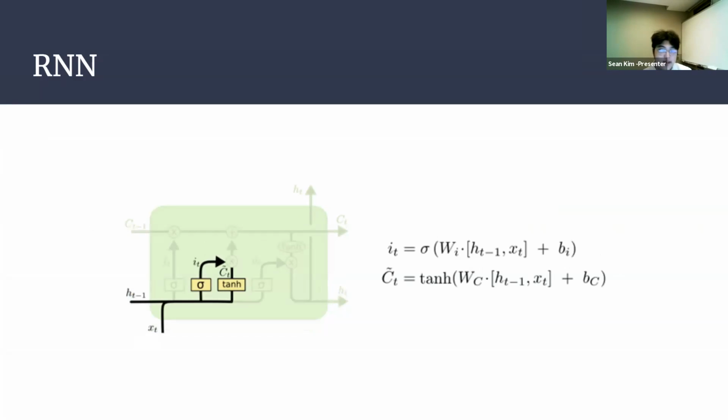The next step is deciding, from the information that is received, what kind of information will be stored in the cell state. The input gate layer, a sigmoid layer, decides which values to update, and then the tanh layer makes a vector of candidate values called C~_t and prepares to add it to the cell state.